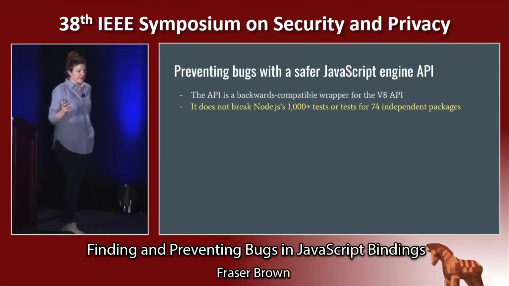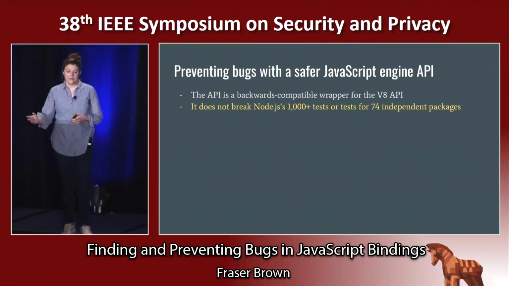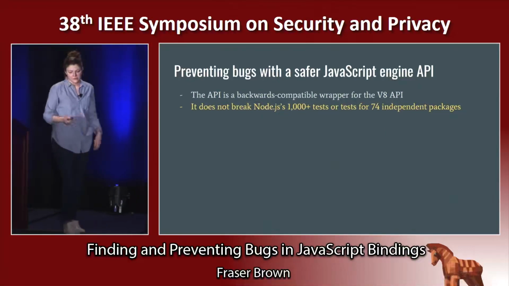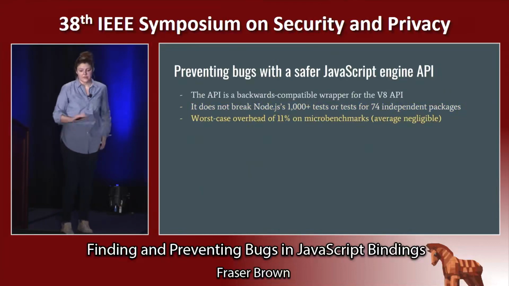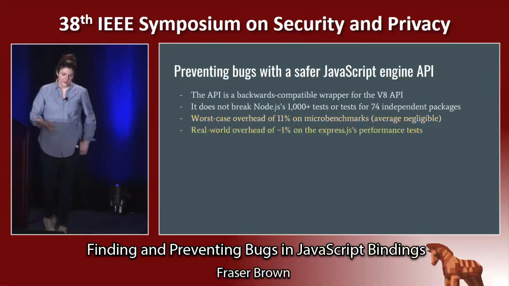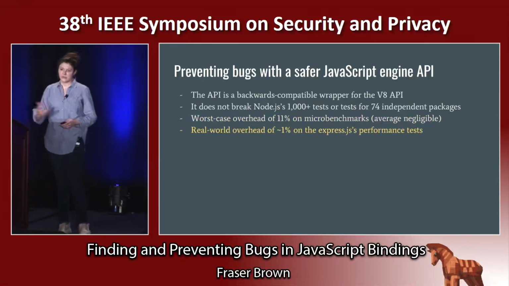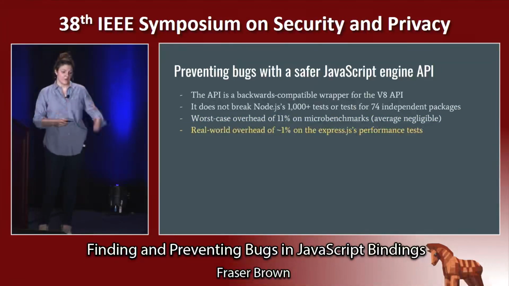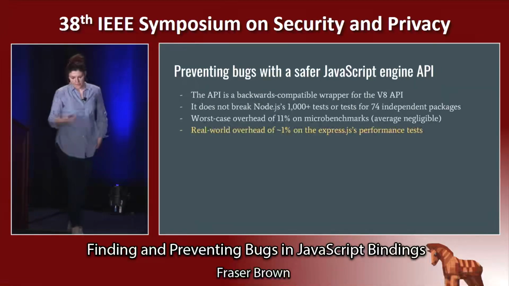And we tested backwards compatibility using Node's own version-to-version regression testing. So that's 1,000 tests, and then the test suites of 74 popular NPM modules or packages. We found a worst-case overhead of about 11%, but the average was pretty negligible. And to test performance in a real-world setting, we grabbed a popular Node package, ran its performance tests, and then ran that with our new rewritten Node with our new API, and we found about 1% overhead, so nothing disastrous.